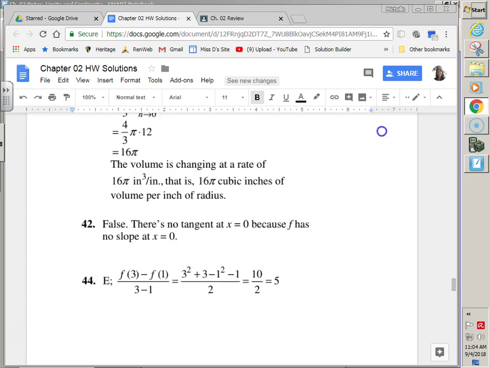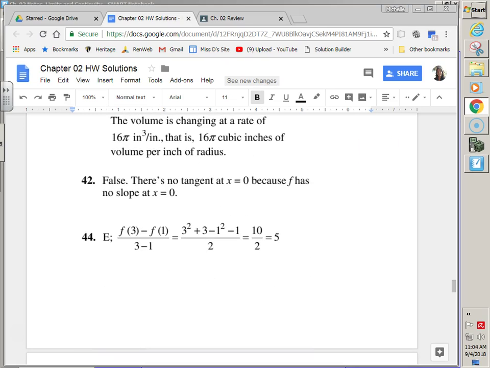Next one, number 42. False. Why? The slope is undefined. Is that easy to see? Yes, if you think about the pointiness, right? Absolute value of x, basic graph. Is there any slope at a sharp point? No, because the slopes are all -1 here, +1 here. They do not agree at the cusp? No, at the vertex. At 0.